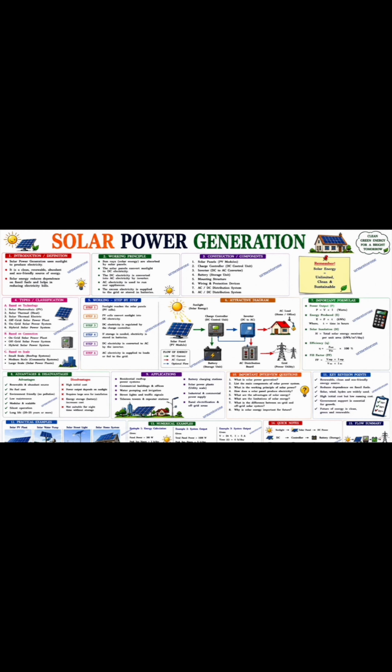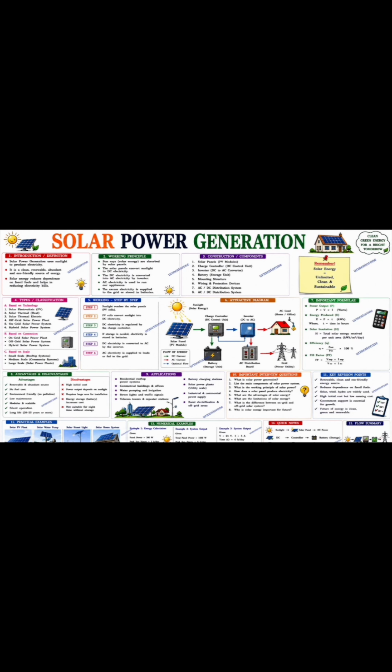Types, classification. A. Based on technology: solar photovoltaic (PV), solar thermal (heat), solar thermal electric. Off-grid solar power plant, on-grid solar power system, hybrid solar power system. B. Based on connection: on-grid solar power plant, off-grid solar power system, hybrid solar power system. C. Based on scale: small-scale rooftop systems, medium-scale community systems, large-scale solar power plants.